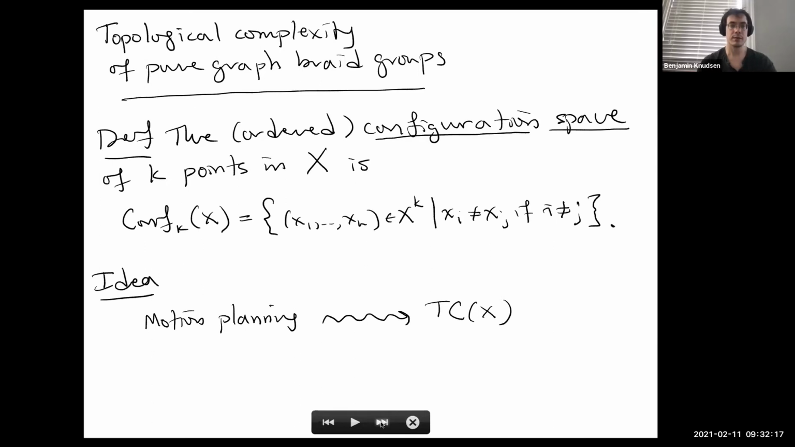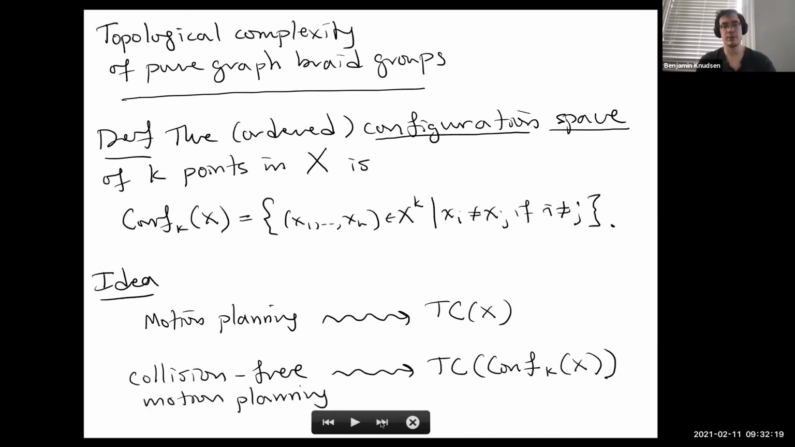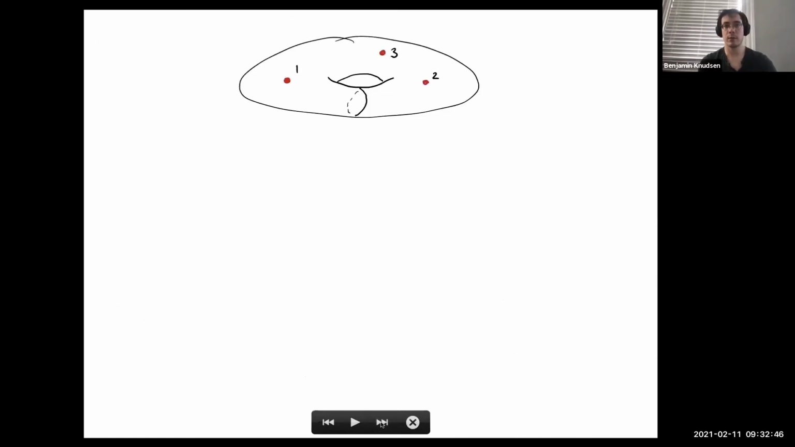And if you want to insist that you have collision-free motion planning of multiple bodies in your space, that's captured by the topological complexity of a different space, namely the configuration space of the number of bodies in your background space. And I'm going to focus on the ordered case today. So the unordered case is also super interesting, but that's not what I'm talking about today. Okay. So there's a picture of a point in the configuration space of 3 points in the torus.